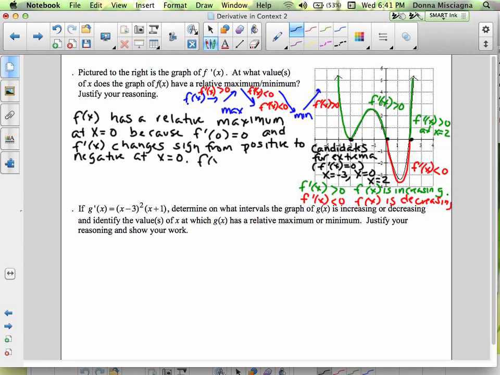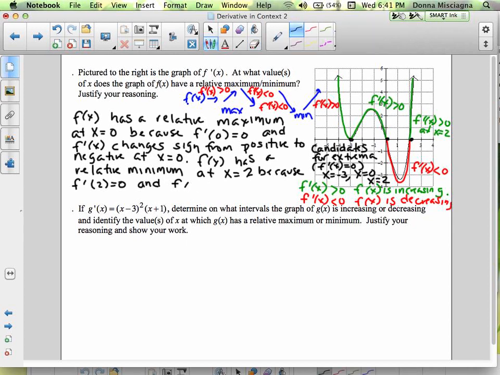So f of x has a relative minimum at x equals 2 because f prime of 2 equals 0 and f prime of x changes sign from negative to positive at x equals 2. I'll have to write smaller. I should have abbreviated.